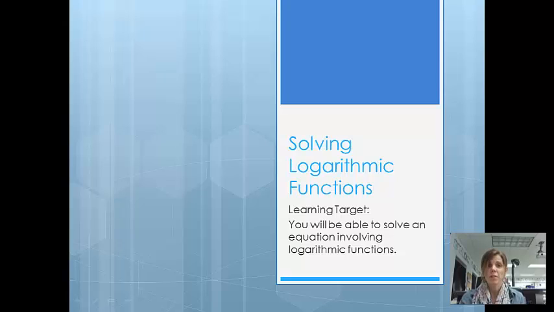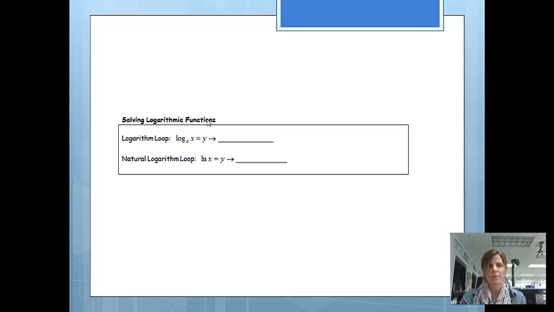By the end of this lesson, you'll be able to solve an equation involving logarithmic functions. Solving logarithmic functions involves the logarithm loop. If you are familiar with the logarithm loop, I know some teachers teach it like this. Basically, log is an exponent, so we're looking for an exponent.